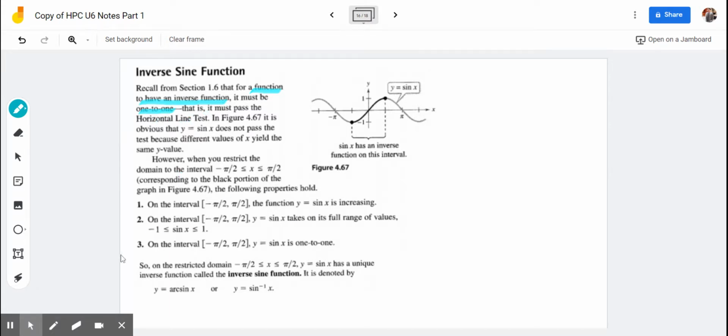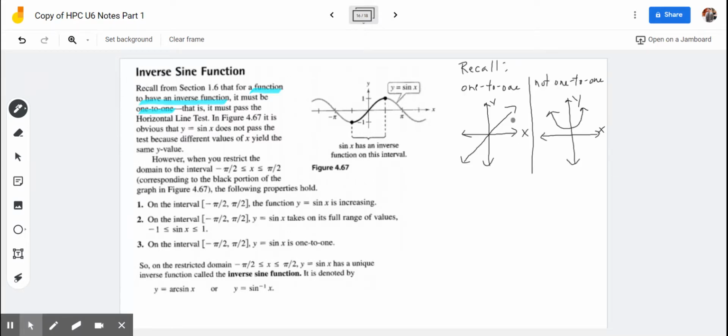So just a quick review, I'll write on the side here. I'll draw a sketch of a couple of functions, one that is 1 to 1 and one that isn't. All right, so on the right of the sine function that's plotted here, we have a linear function, right? So a linear function would be 1 to 1 because it would pass a horizontal line test, versus a quadratic function would not pass the horizontal line test.